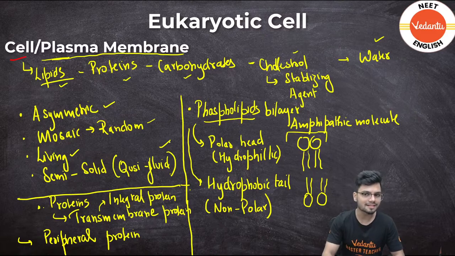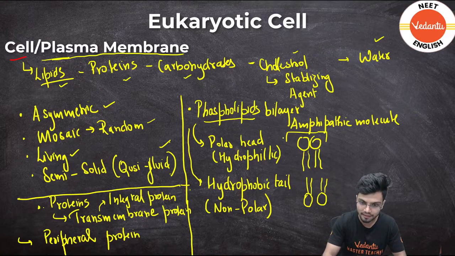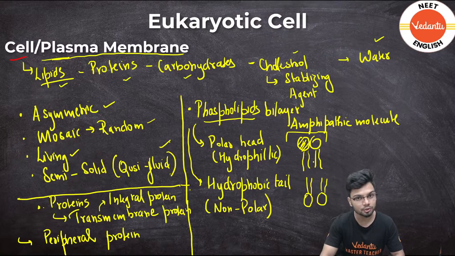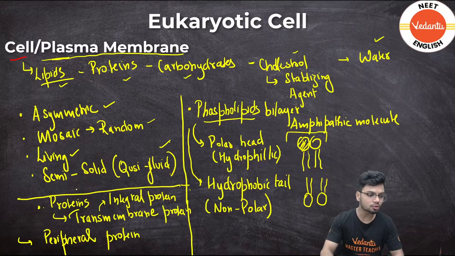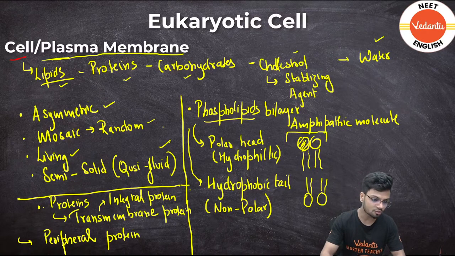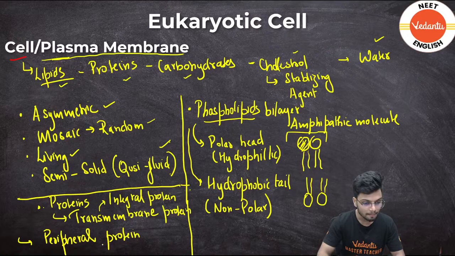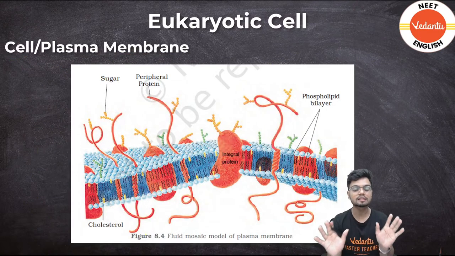The lipid which is present here is the phospholipid bilayer. That is, it has a polar head region and a hydrophobic tail region. And when both hydrophobic and hydrophilic parts are present together, it is called an amphipathic molecule. Then it also has certain proteins, called transmembrane proteins, also called integral proteins. There are other peripheral proteins. Now with this information, let's look at the structure.